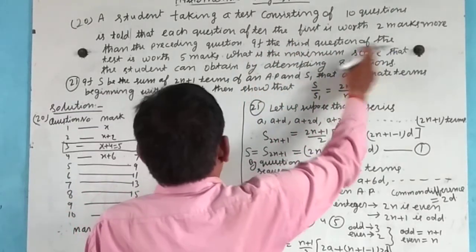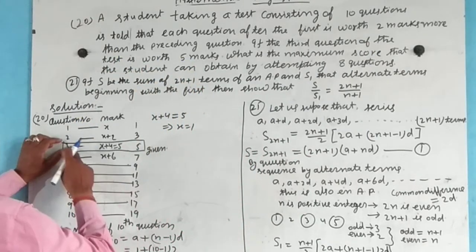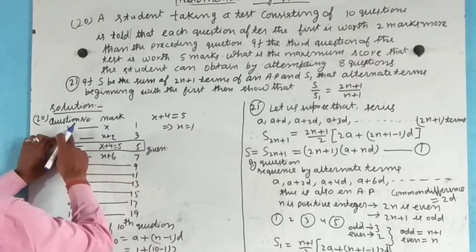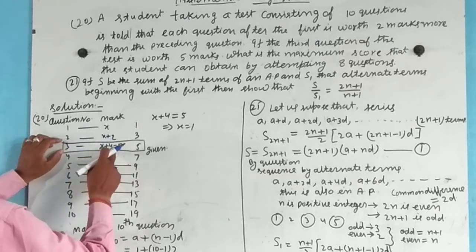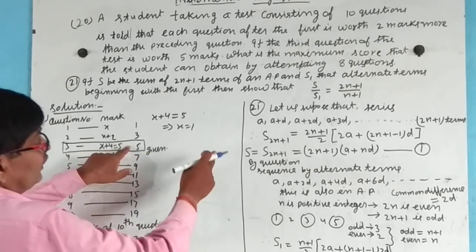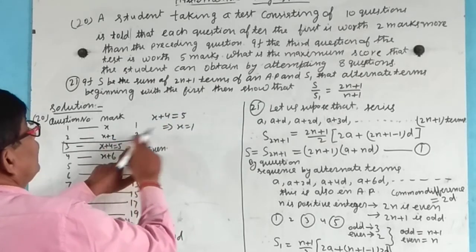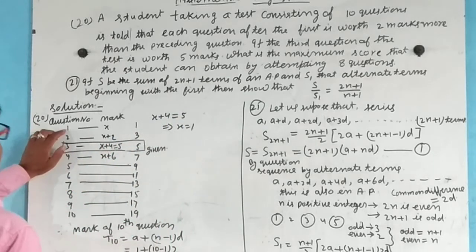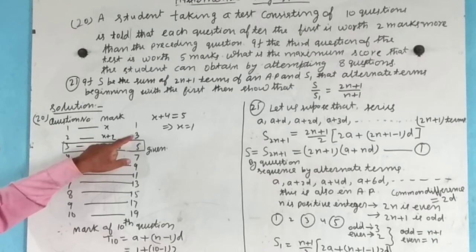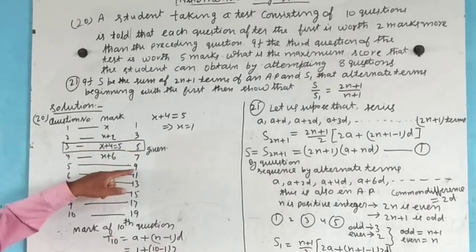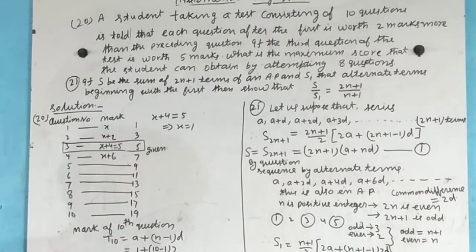If the third question of the test is 5 marks, here question number 3 and marks equal to 5. Let us suppose that the mark of the first question is x, then the second is x plus 2, the third x plus 4. Since 5 marks are given in the question, x plus 4 is equal to 5, so x is equal to 1 mark. It means question number 1 has 1 mark, 2 has 3 marks, 3 has 5, then 7, 9. The marks are in increasing order.